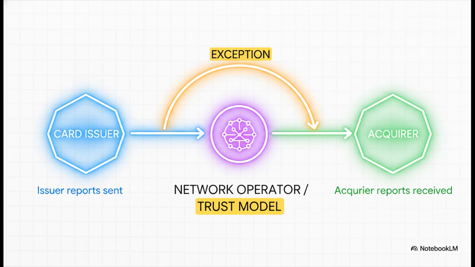Well, the burden is split. The card issuer reports all these sent transactions, and the acquirer handles reporting the received ones. But as experts, you've really got to watch out for the Treuhandmodell or the trust model exception. This is particularly relevant for the Girocard network. In this highly specific model, it's actually the network operator who takes over the reporting obligation, not the merchant's bank.